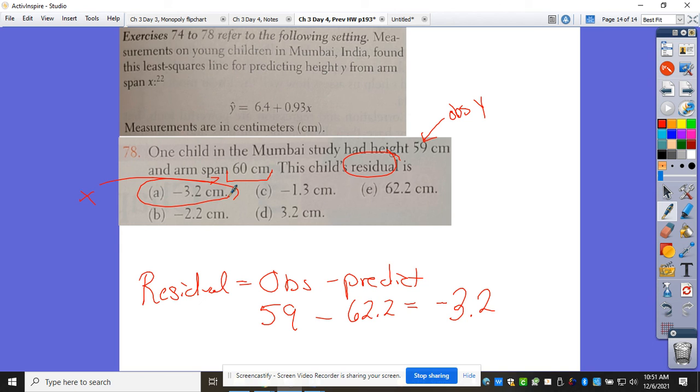Questions on any of this homework? And that should give you an idea of a typical multiple choice kind of questions that go with this.